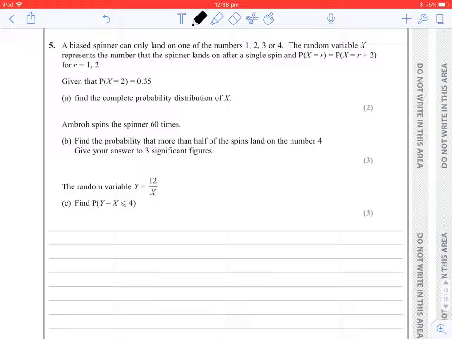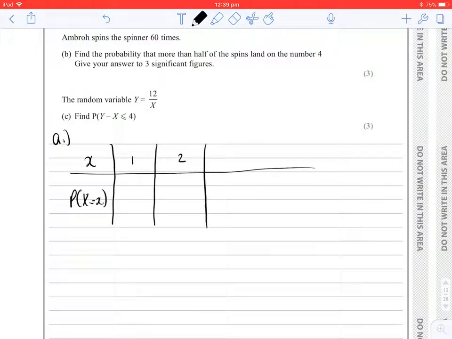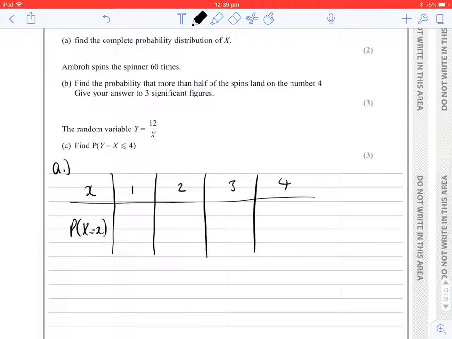So what I would do here is draw out a little table. And so we've got x, and we've got the probability that X is equal to x. And the values that we can take are 1, 2, 3, and 4. Now, what we know from the information given in the question is that the probability that X is 2 is 0.35, so I can put 0.35 in there.